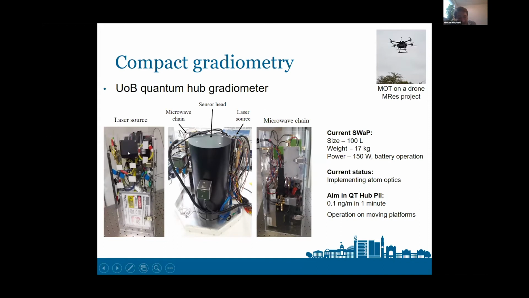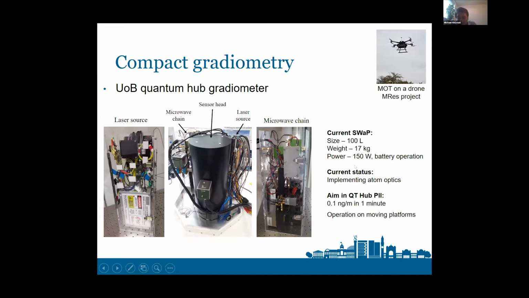So we have a laser system here. This is all based on telecom frequency doubled stuff. I can say more about that if people like in the questions. This is the main sensor head. It's all inside this magnetic shield. And this is all the microwave and control electronics. Total size is about 100 litres now, weighs slightly less than 17 kilograms, which is a bit over spec. It's meant to be 15, and it's a bit under 150 watts.